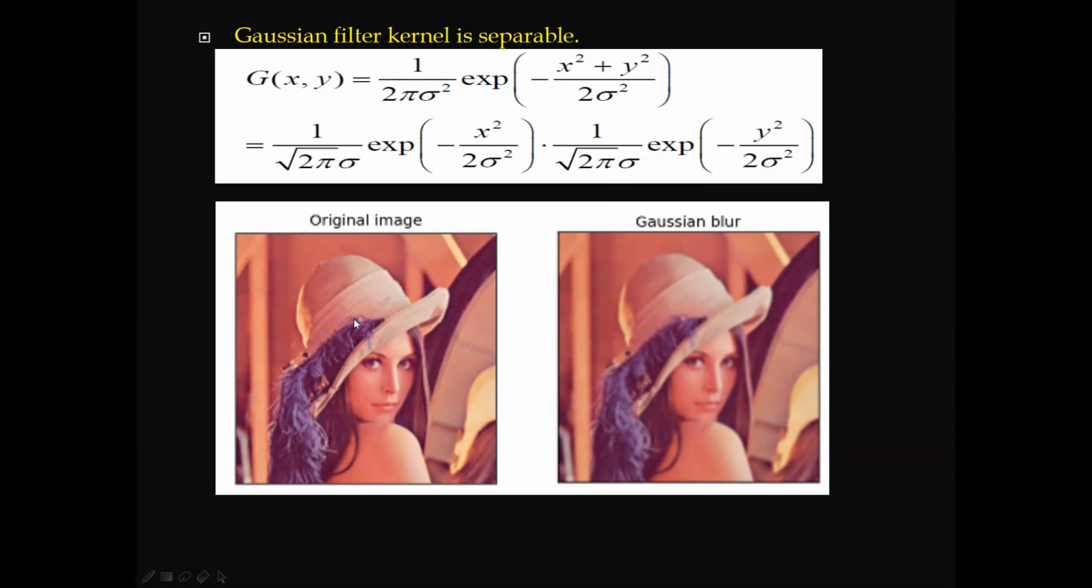And here is the original image. When we pass this original image through a Gaussian filter kernel, we will get an output image, that is figure B. If you see figure B, here you can see the blurring, and this blurring is due to the Gaussian filter. That's why it is called Gaussian blur.